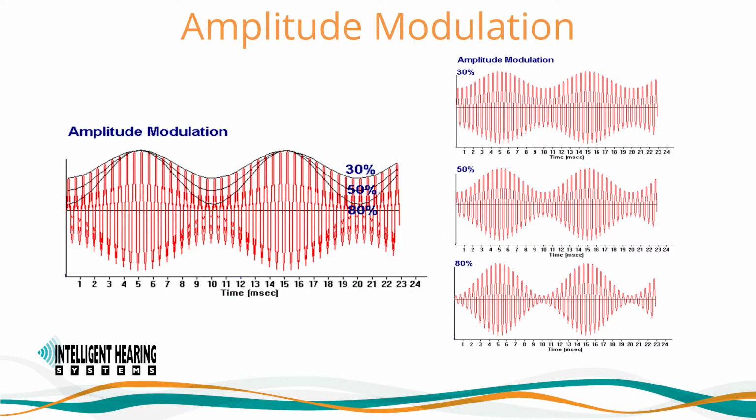There are two ways to modulate a stimulus. You can modulate the amplitude as well as the frequency. Here are some examples of amplitude modulation applied at different modulation depths. Applying 100% amplitude modulation is equivalent to turning off and on the sound signal.